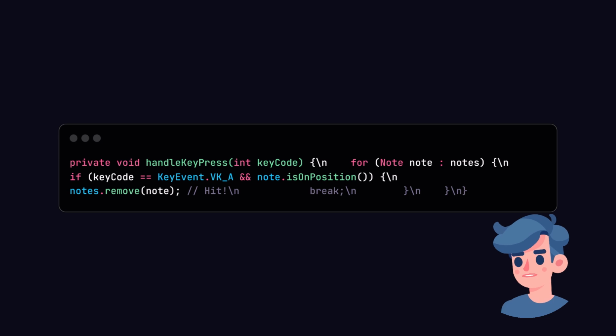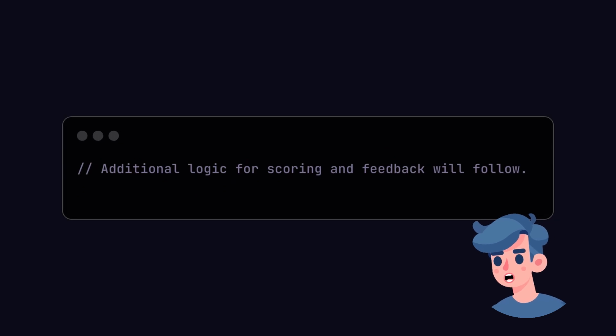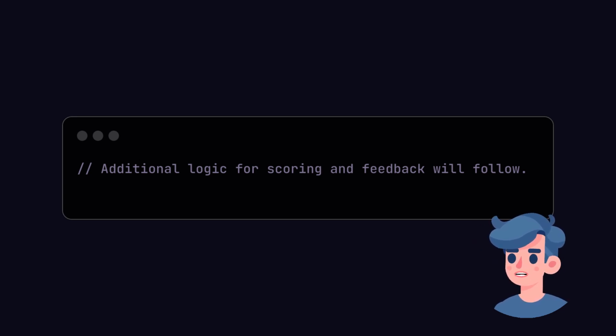Each note will be associated with a specific key, like A for the first note, S for the second, and so on. With this implementation, if the player presses A and it corresponds to a note that is expected to be hit, that note will be removed. This simulates hitting a note in the rhythm game.